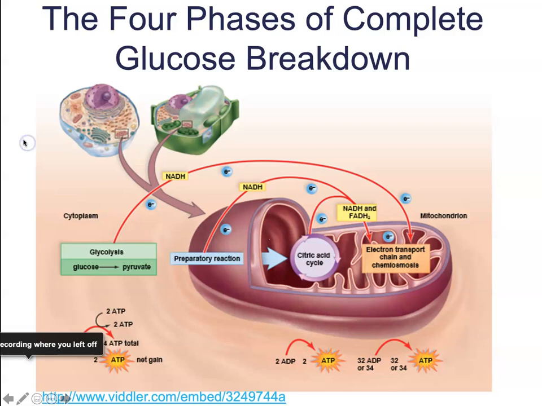All right, and so that's sort of a summary of the 4 phases of complete glucose breakdown. You should be able to talk through this diagram and be comfortable with explaining what is happening at each step of glycolysis, prep reaction, citric acid cycle, and the electron transport chain.